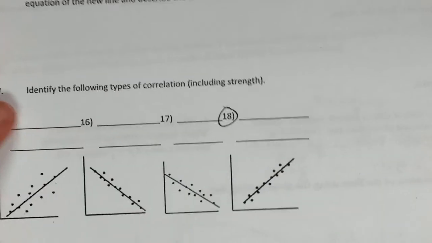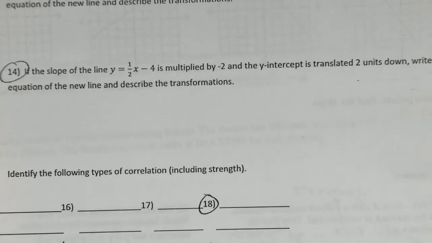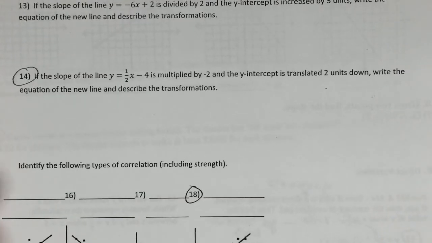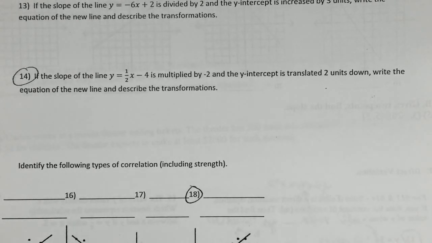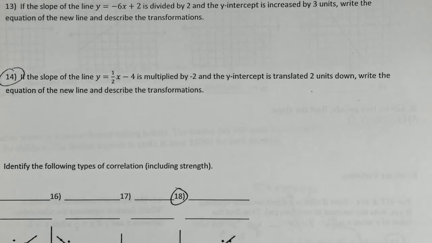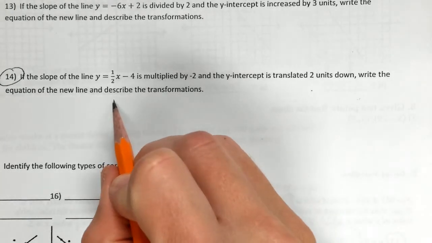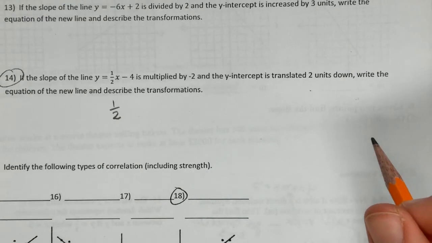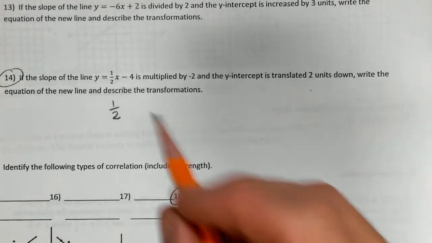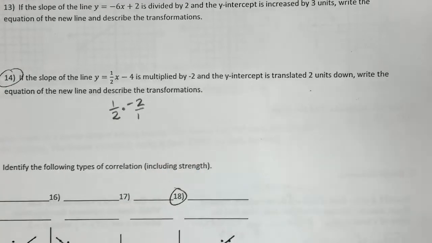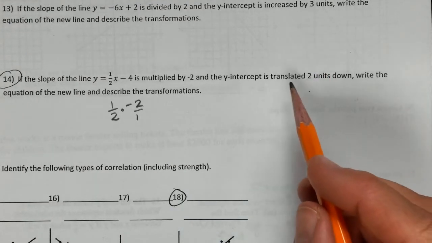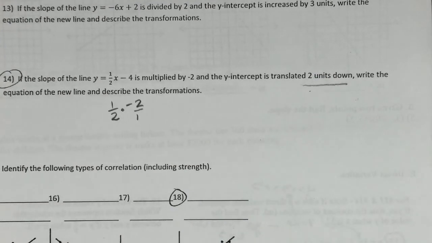All right, number 14 on the next page. We're looking at linear transformations now. It says, if the slope of the line y equals 1/2 x minus 4 is multiplied by negative 2, and the y-intercept is translated 2 units down, write the equation of the new line and describe the transformation. So my old slope is 1/2. I'm going to multiply that old slope by a negative 2, basically negative 2 over 1, and then I'm going to translate down 2 units. So I'm doing 2 transformations to this graph.